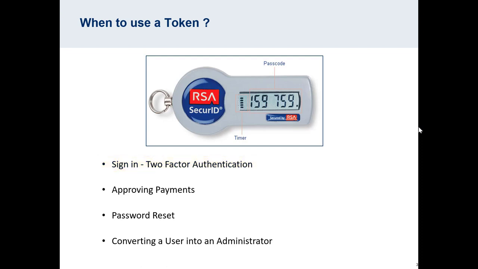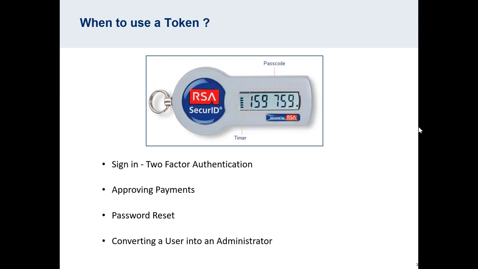The other major scenario in which you'd use a token is for approving payments. Certain payment services on Express require a token in order to complete payments. The other situation where you will use a token is if you're resetting your password. Typically, if you forget your password, you need to answer 3 security questions that you created when you first enrolled for RBC Express. If you have a token assigned to your name, you can enter in the token value instead of answering the questions.